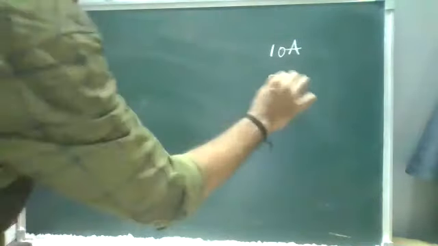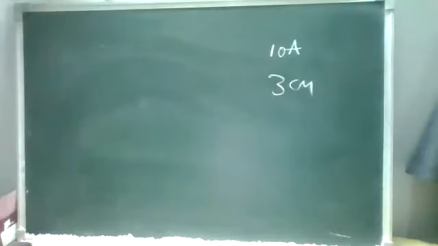Okay, so next question. The wire shown in the figure carries a current of 10 amps. Determine the magnitude of the magnetic field at the center. Given the radius of the bend of the coil is 3 centimeters. Okay, they have given the radius.